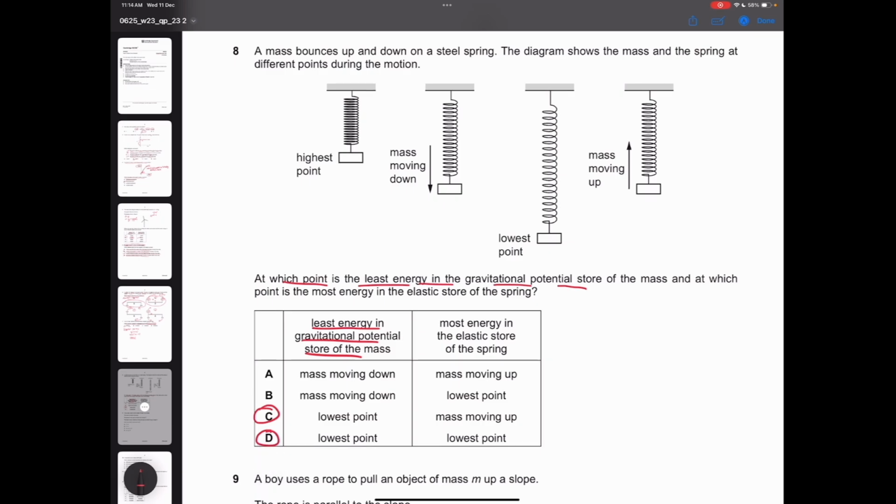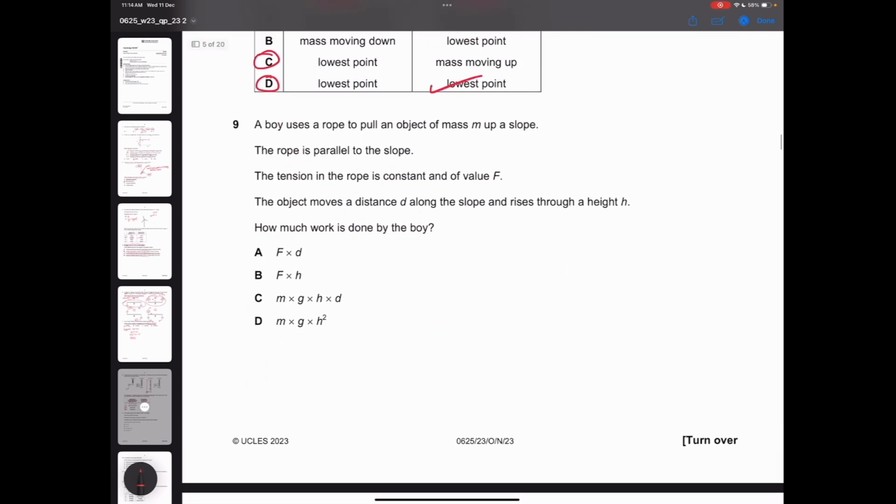Now, most elastic energy stored in the spring. Now just think about it. The more expanded the spring is, the more elastic potential energy it will have. Because greater the extension, greater the elastic potential energy. And it will have the greatest extension at the lowest point. So answer is D.